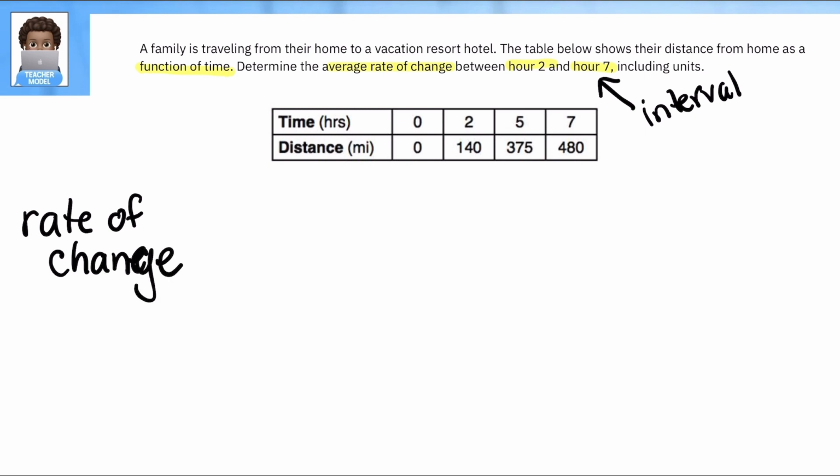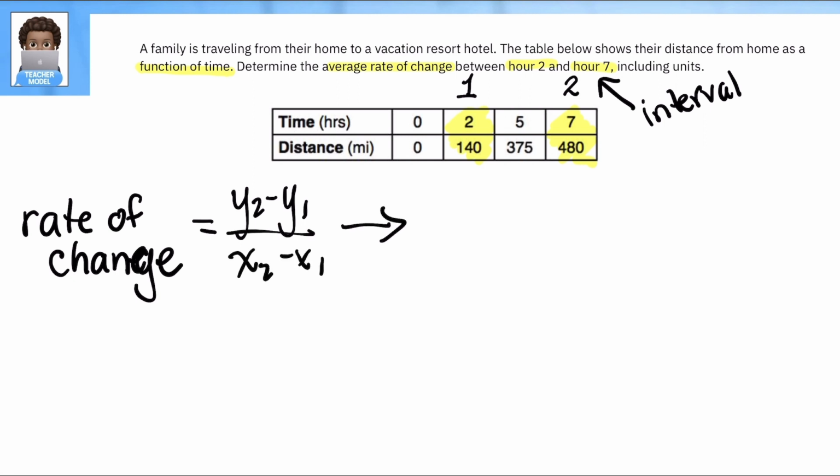Okay, so let's just identify them. I'm looking at my graph, and here is hour 2, and here is hour 7. So here's my first set of coordinates and my second set of coordinates. Substitute. Let me also put this down. Our time is X and distance as Y. I want to make sure I put that in there as well.